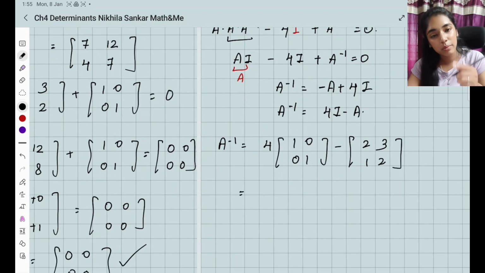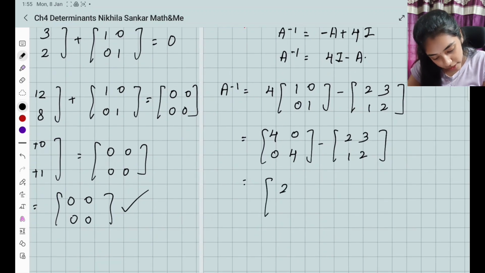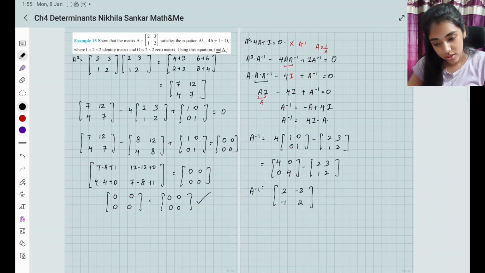Otherwise you have to find 1 by determinant A into adjoint A. For that you have to find the minors and cofactors. Without that, you can use the equation. So 4 0 0 4 minus 2 3 1 2. When I subtract, I have 4 minus 2 is 2, 0 minus 3 is minus 3, 0 minus 1 is minus 1, 4 minus 2 is 2. Okay? So this is the A inverse. Okay? Please copy.